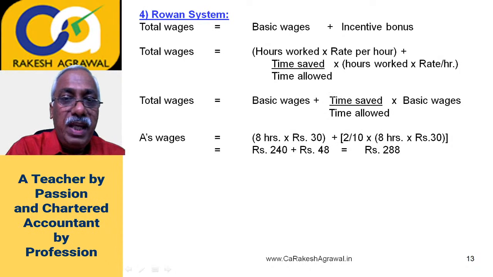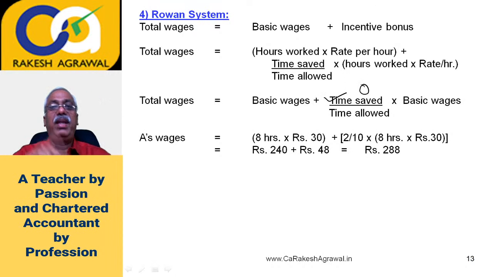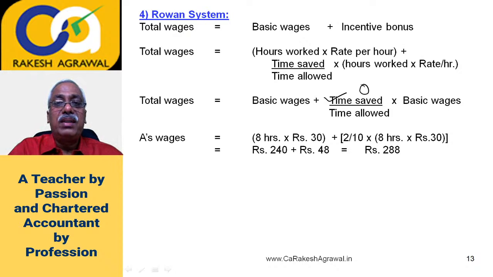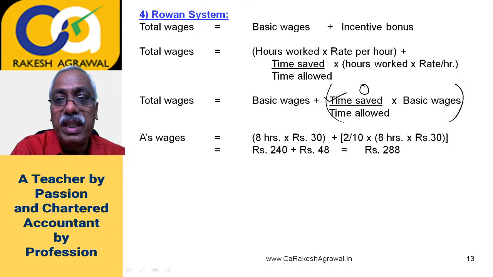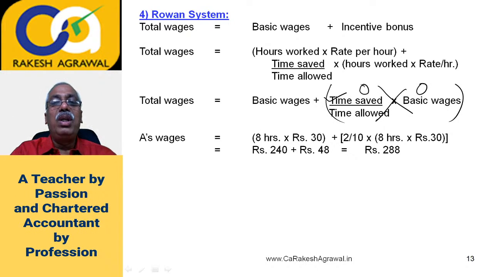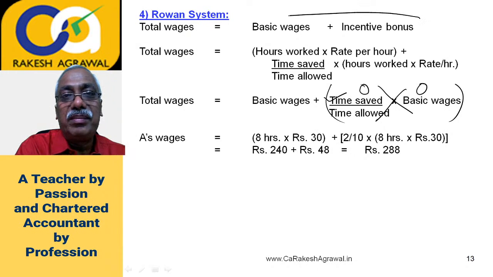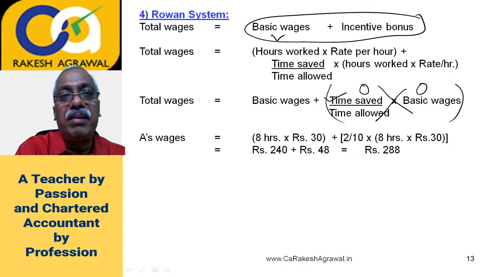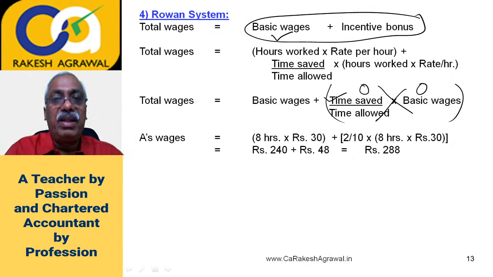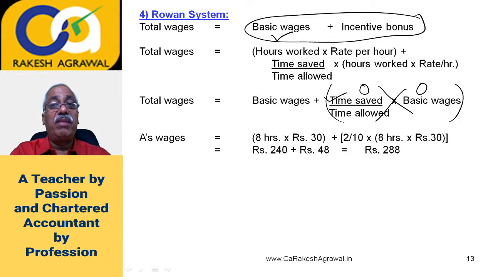If you remember, B and C had saved no time. No time means 0 time saved. Negative time is also 0 time saved. If they have not saved any time, and the numerator becomes 0, the whole answer will become 0. So the answer of this entire bracket will become 0. It means workers B and C will get only basic wages, no bonus. That is the same logic here. Everyone will get basic wages and only the efficient worker will get incentive bonus. The inefficient worker will not get bonus.